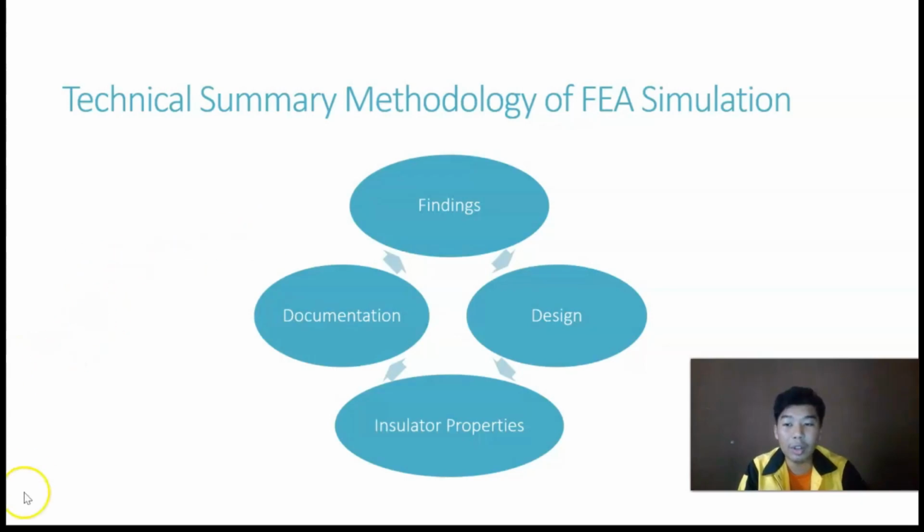And lastly, for the documentation part, the documentation process involves the gathering of information from various sources, including the result and the data from the simulation process. Besides, the discussion is also made from the data collected, and the analysis is made in the final report writing.